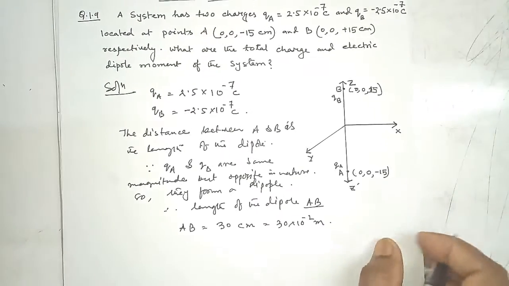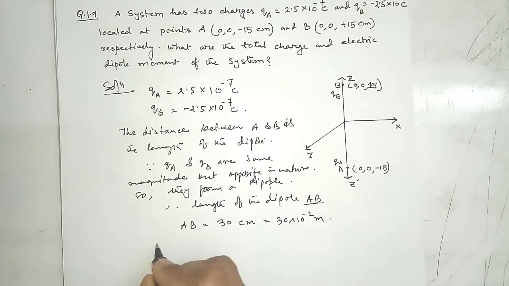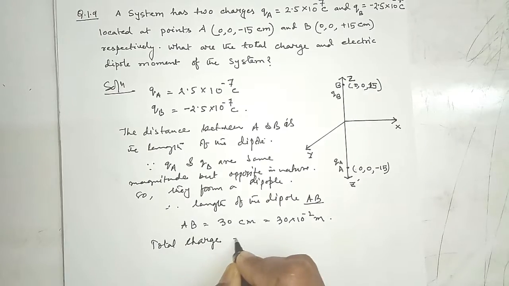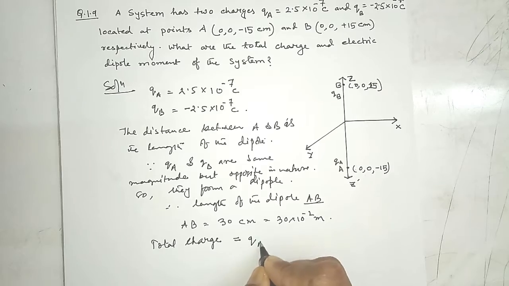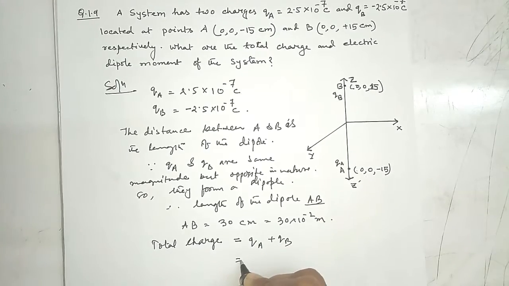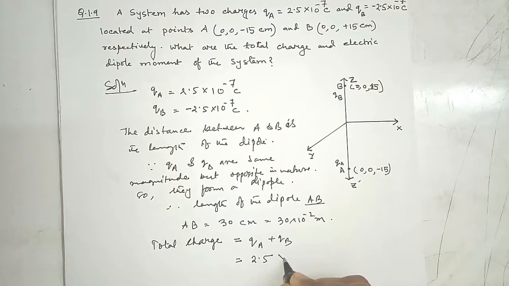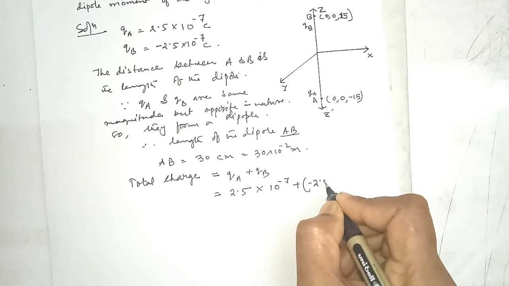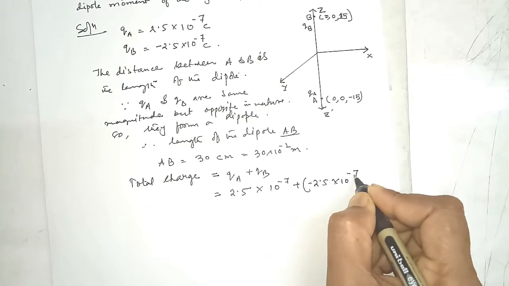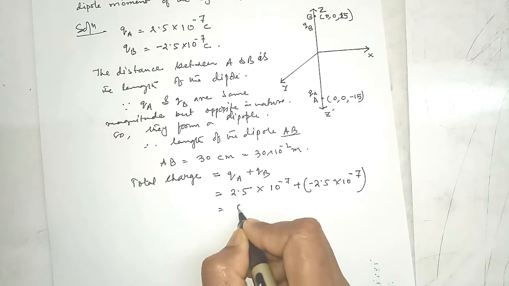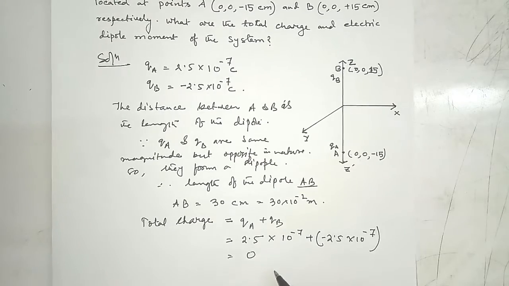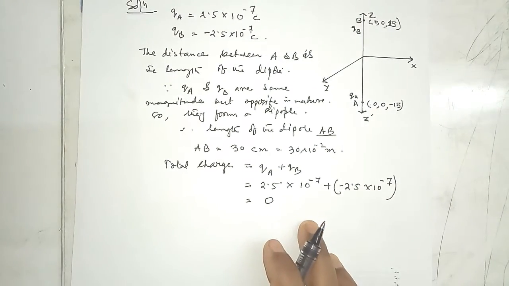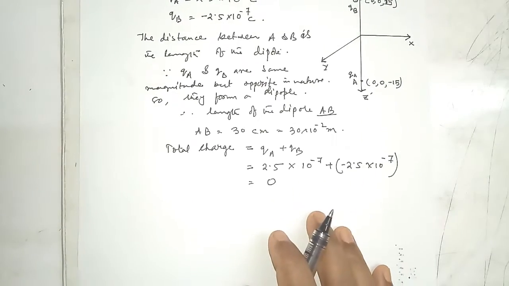Okay, now we have to find the total charge. Total charge equal to QA plus QB, which is 2.5 into 10 to the power minus 7 plus minus 2.5 into 10 to the power minus 7, which is equal to 0. So the total charge of the electric dipole system is 0. Okay, now we have to find the dipole moment.